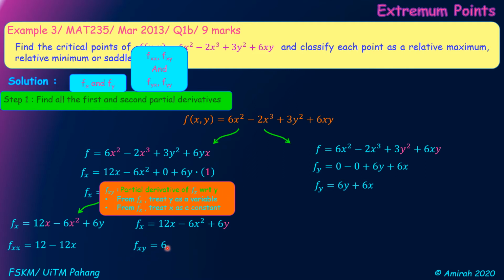When we differentiate 12x, x we treat as a constant, so differentiating a constant, we get 0, no need to write. And then x here we treat as a constant, so 6x squared is also constant, and when we differentiate it, it is also 0, so no need to write. And then when we differentiate 6y with respect to y, the answer equals 6. The 6 here comes from here. 12x and 6x squared equal 0 when we differentiate. So we get fxy equals 6.